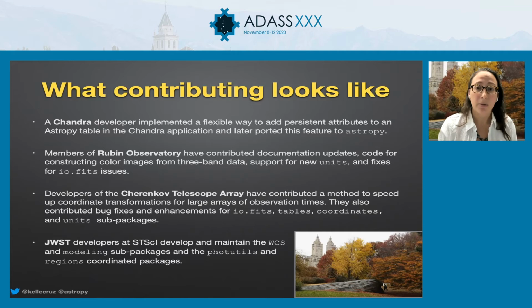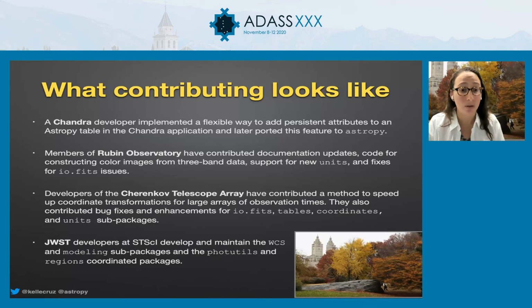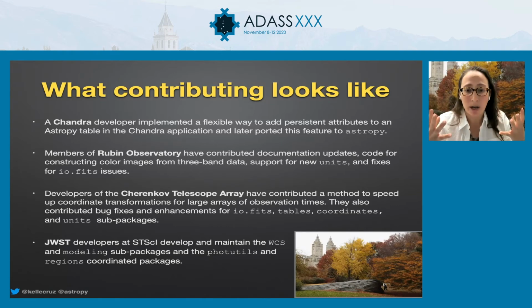A Chandra developer implemented a flexible way to add persistence attributes to an Astropy table in their own application, and then later ported that feature to Astropy. The Rubin Observatory has updated code for constructing color images, but they also contributed documentation updates, which is super useful. They added support for new units, which I expect was something that they needed for their own applications, and they did bug fixes. Similarly, developers of the Cherenkov Telescope Array had a great contribution to speed up coordinate transformations for large arrays of observation times. That's something which I know a lot of people have pointed out, that a lot of the Astropy core was built for thinking about small scale implementations, and that development is needed to make it more efficient for big data type operations. But they also just contributed bug fixes and enhancements, just making things better for everyone.